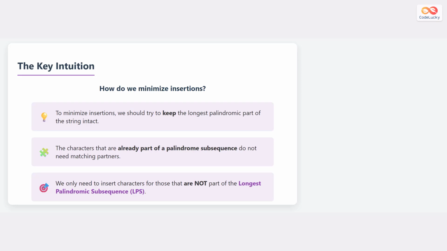How do we solve this efficiently? The key intuition is to look at what we don't need to change. To minimize the new characters we add, we should try to preserve the longest possible sequence of characters that already form a palindrome within the original string.